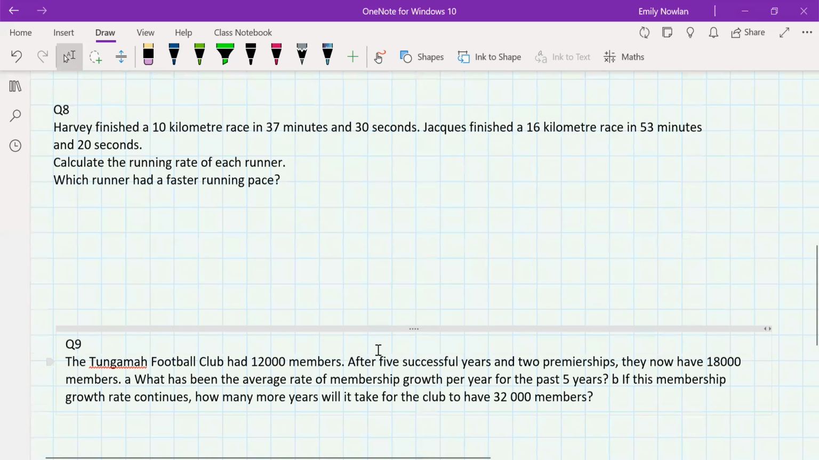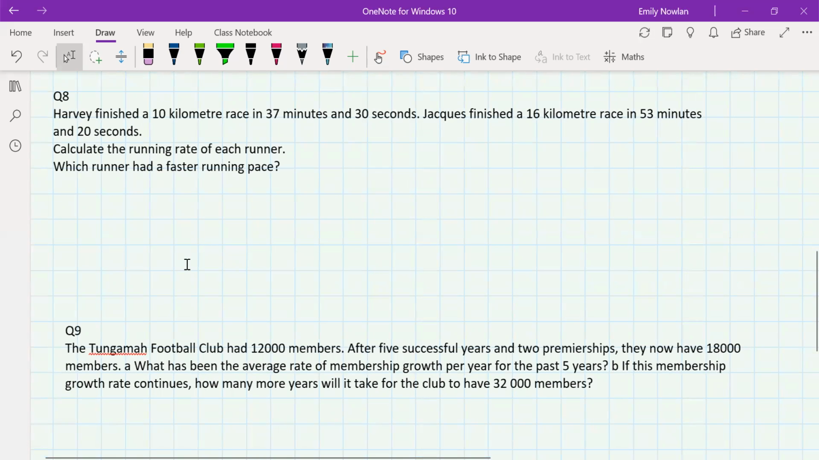Okay, question 8. Harvey finished a 10K race in 37 minutes and 30 seconds. Jacques finished a 16K race in 53 minutes and 20 seconds. Calculate the running rate of each runner. Which one ran a faster pace?